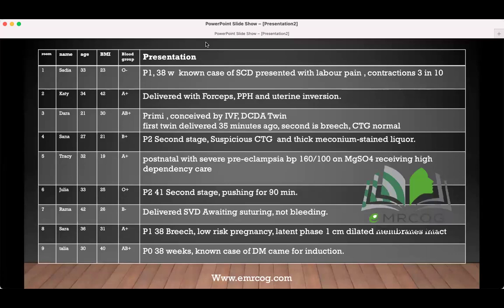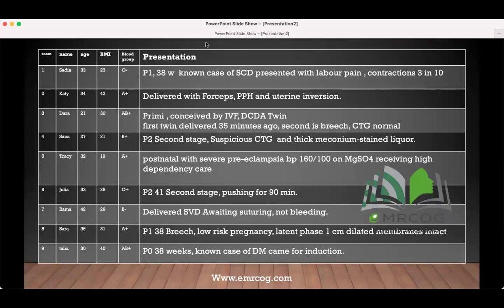Okay, so the estimated fetal weight is 4 kg and the blood sugar control is fine. She's on insulin. Is the type of diabetes type 1? Yes, she's on insulin.